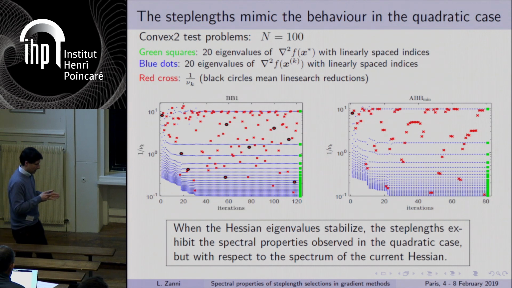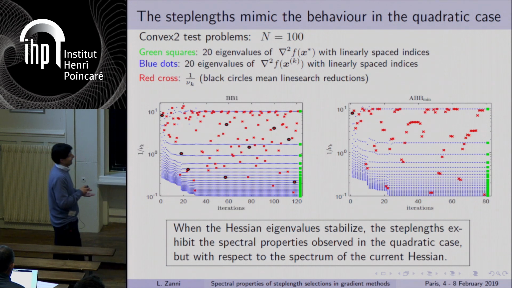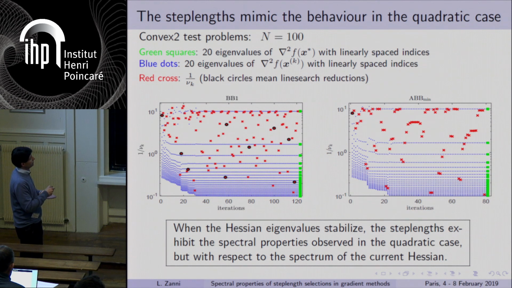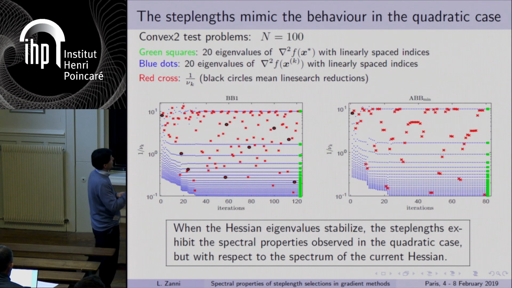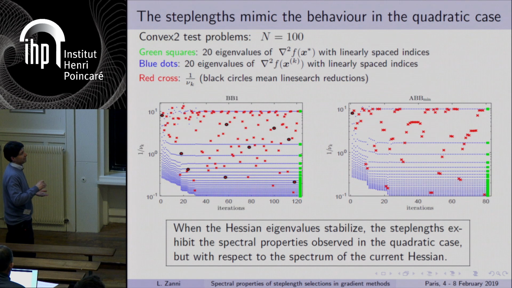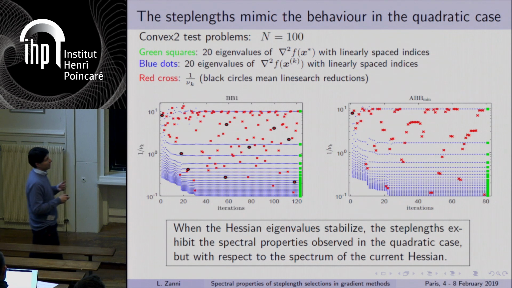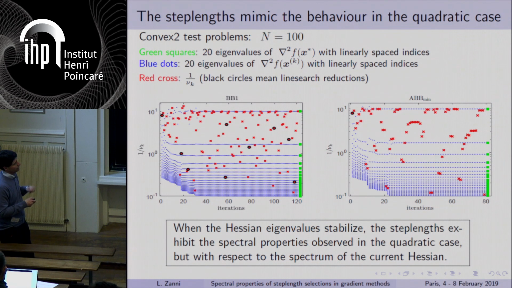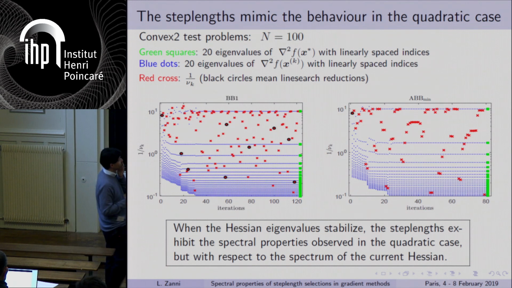That is, the Hessian matrix in the general non-quadratic case changes at each iteration, of course. But after the first iterations, the Hessian matrix tends to stabilize, and then also the eigenvalues of the Hessian matrix will stabilize, and then the step length rule works as in the quadratic case, but with respect to the spectrum of the Hessian matrix at the current iteration. Okay?